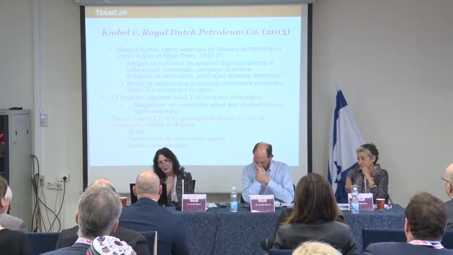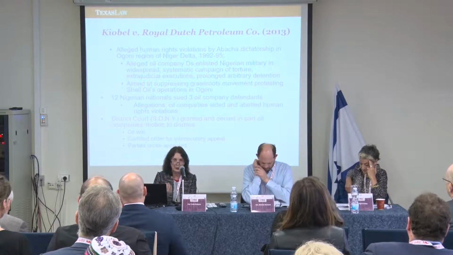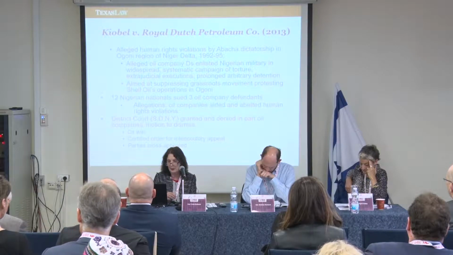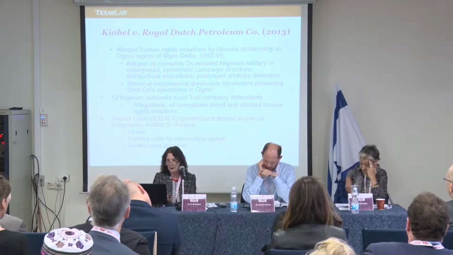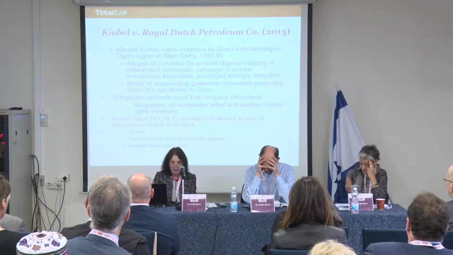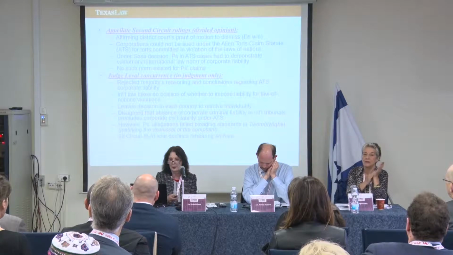So Kiobel was an action, I'm losing my voice, brought in the Southern District of New York based on alleged human rights violations that occurred in Niger, and it was brought against Royal Dutch Petroleum. Basically what they were saying was the oil company was in cahoots with the local militia to suppress agitation against the presence of the oil companies. Royal Dutch moved to dismiss the case, and the district court granted that in part. There were other parts of this you don't need to know about, but it was a win for the defendant.